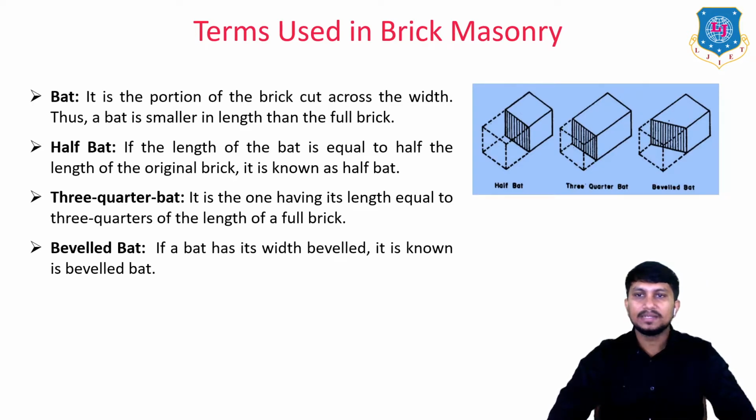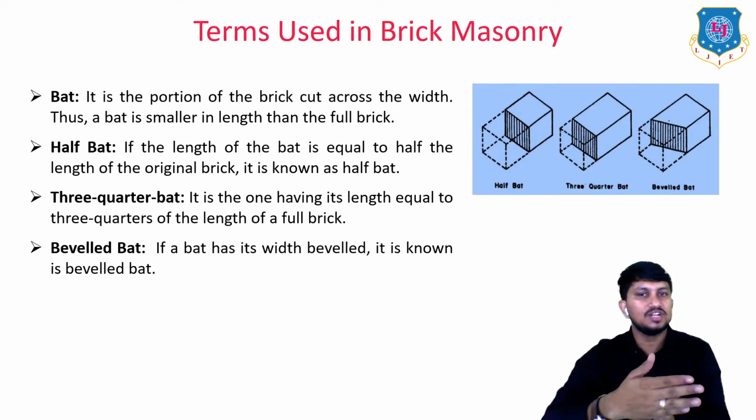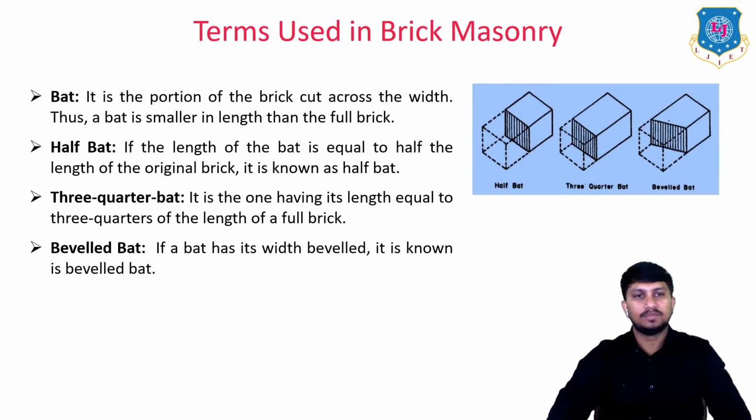Next is half bat. If the length of the bat is equal to half of the length of the original brick, it is known as the half bat. Next is three-quarter bat. It is one having its length equal to three quarters of the length of the actual brick.